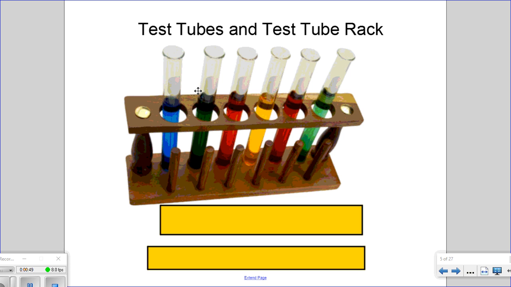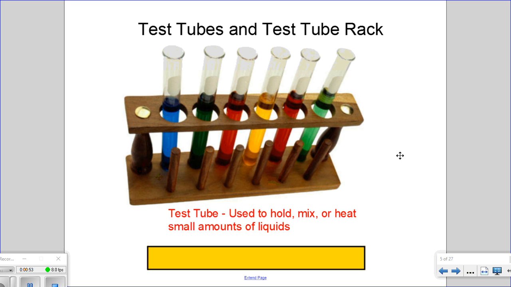Next we have test tubes and a test tube rack. The test tubes are used to hold, mix, or heat small amounts of liquids. You do not use a test tube to measure a volume of liquid, but it is good for holding small quantities of liquids.